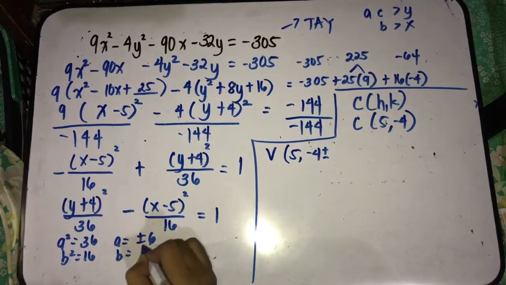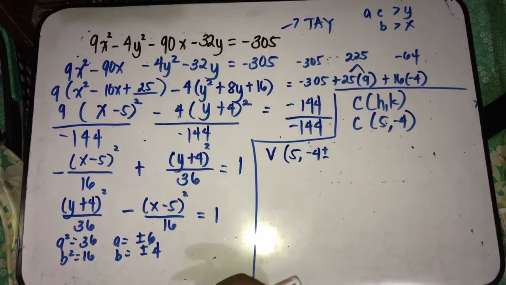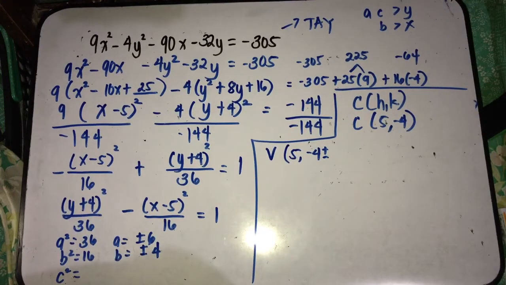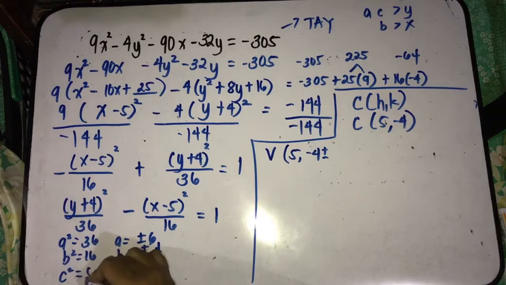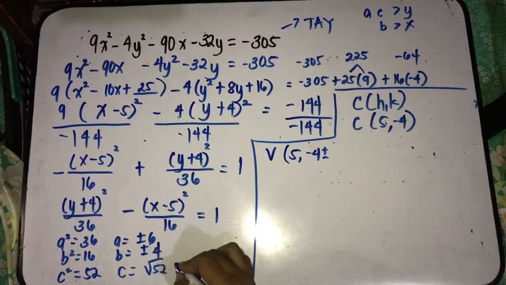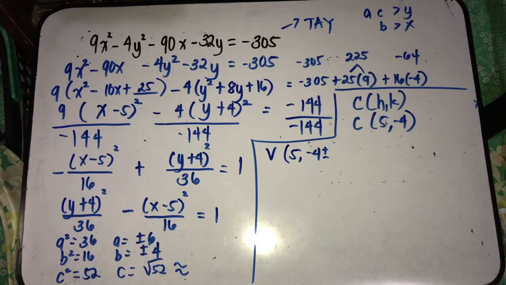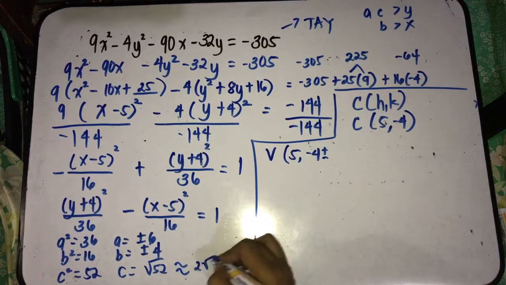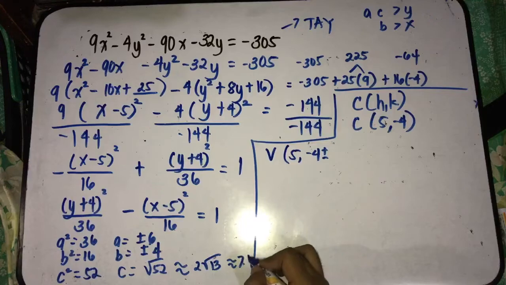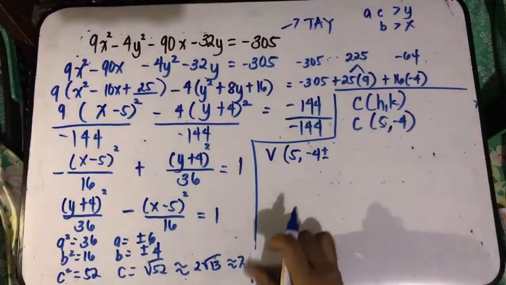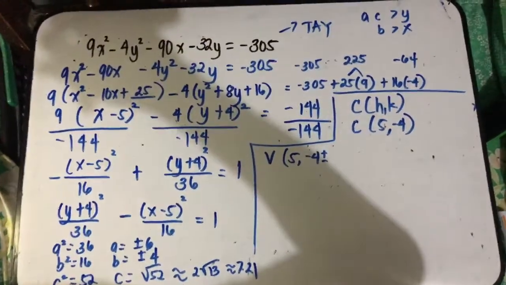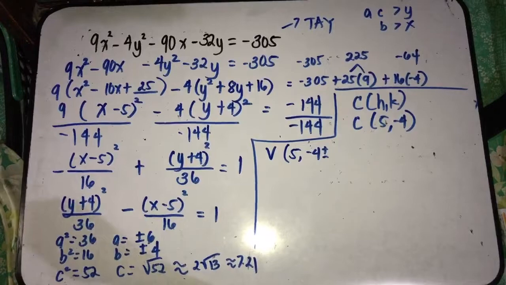Again, okay, let us try to solve first a squared, b squared, and c squared. A squared is equal to 36, therefore a is plus minus 6. B squared is equal to 16, therefore b is equal to plus minus 4. C squared is equal to the sum of a squared and b squared, and that is 52. And approximately, we have square root of 52 as c, therefore the approximation is plus minus 7.21, because always remember that c is the largest among the three values.